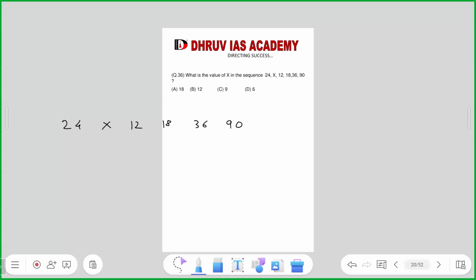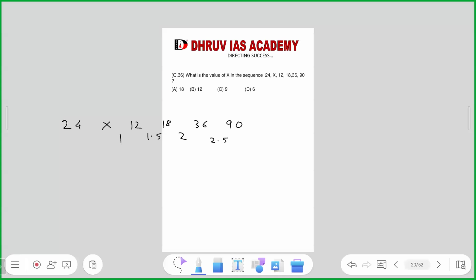So here, since the x is in the beginning itself, we will start finding out the pattern from last. Okay, see if you observe here, all the numbers are multiples of each other. So if you divide 90 by 36, it is 2.5. 36 divided by 18 is 2. 18 divided by 12 is 1.5. So if you want to continue this pattern, every time this factor is reducing by 0.5, 2.5 to 1.5. So the next factor will be 1.